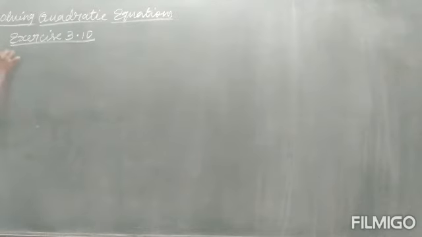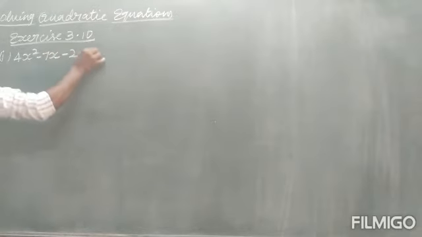First problem, the first subdivision: 4x square minus 7x minus 2 is equal to 0. It is a given quadratic equation. We have to solve the quadratic equation by using the factorization method.